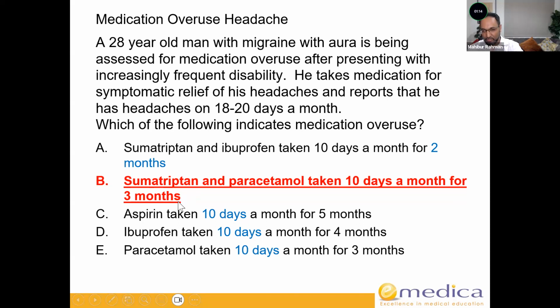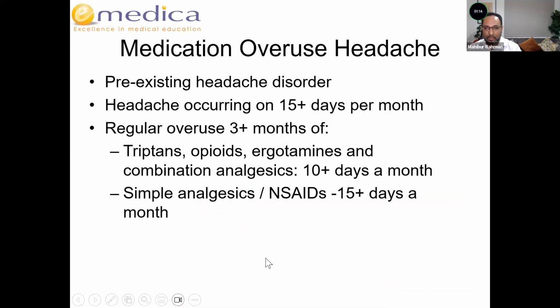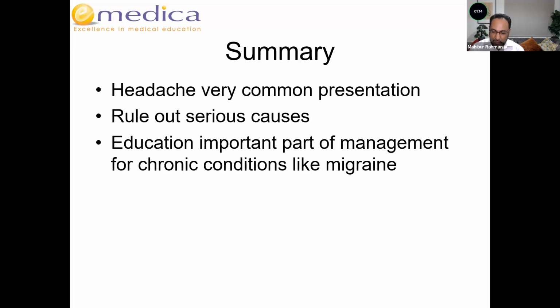Okay. Just again, as a recap, how would we manage this patient? By stopping all their analgesics for 1 month. Okay, then reintroduce it. Okay, so medication overuse headache. They've got to have a pre-existing headache disorder. They're having the headache for at least 15 days a month, and they're regularly overusing for at least 3 months. So for triptans or combination treatments, 10 days a month or more. For simple analgesics, NSAIDs, aspirin, 15 days a month or more.